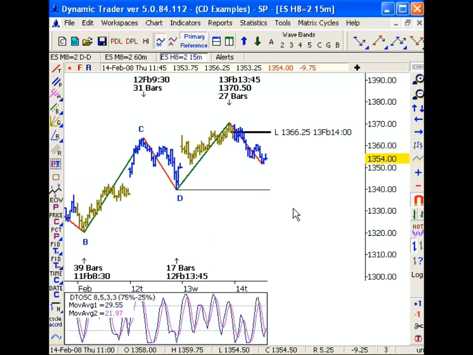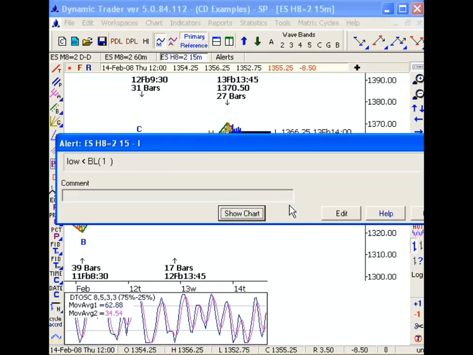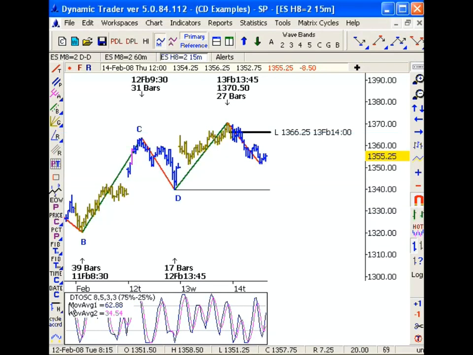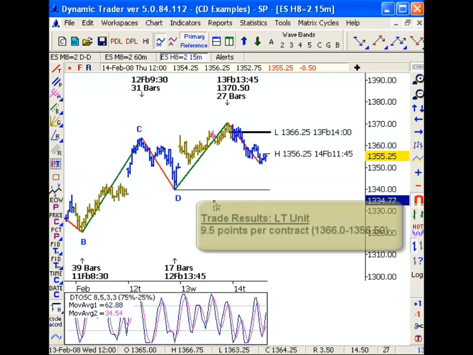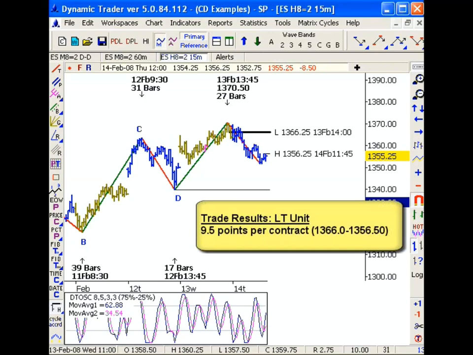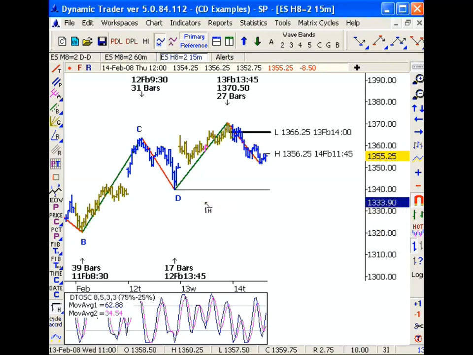Okay, so let's add bars. Just got stopped out on the next bar. So where did we get stopped out in the intermediate term unit? 1356.50 it would be. So we had almost a 10-point gain on the second unit. Very short-term trade. We entered it the afternoon of February 13th, and then we were out around midday on February 14th.